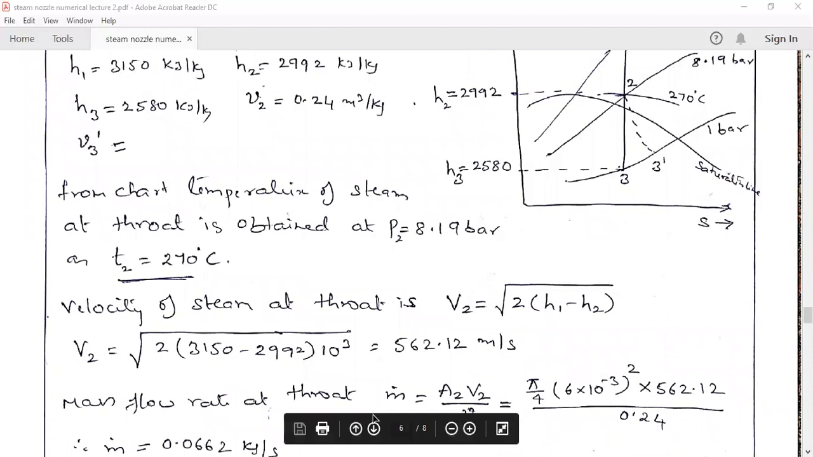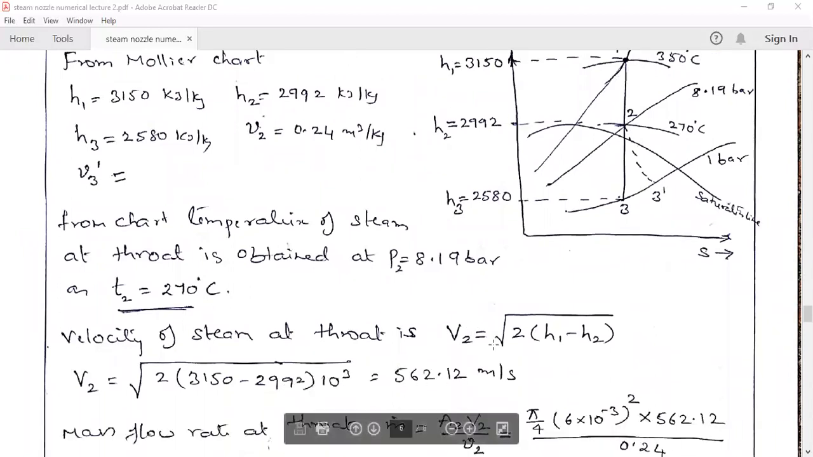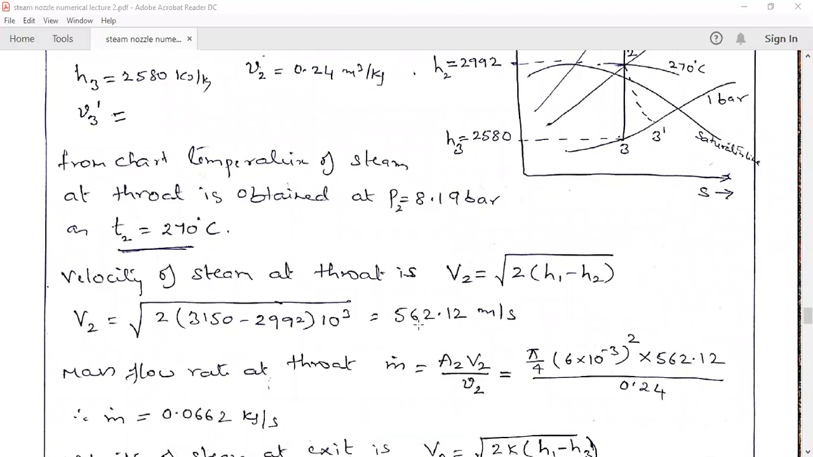Then to obtain the velocity of the steam at the throat, since from 1 to 2 it is just isentropic expansion of the steam, V2 is obtained as the square root of 2 times (H1 minus H2). H1 and H2 values are obtained from the chart. Don't forget to multiply by 10 power 3, since it is in kilojoules per kg, and the velocity is obtained as 562.12 meters per second.